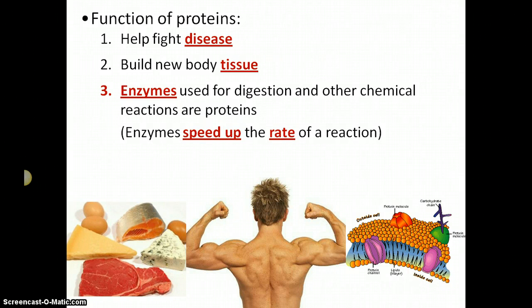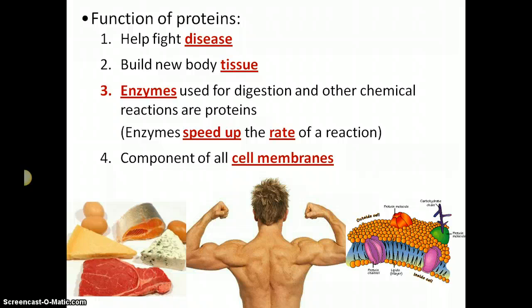Okay, they speed up the rate of a reaction. Remember, we spoke about enzymes being catalysts, meaning that they cause reactions within our body to happen at a higher rate of speed. And also, they are the primary component of all cell membranes. Remember, we have our lipids of the bilayer down here, but the protein channels that allow things to be transported across the membrane, as well as protein molecules that help identify the cell to other cells in our body, those are all proteins. So keep that in mind.